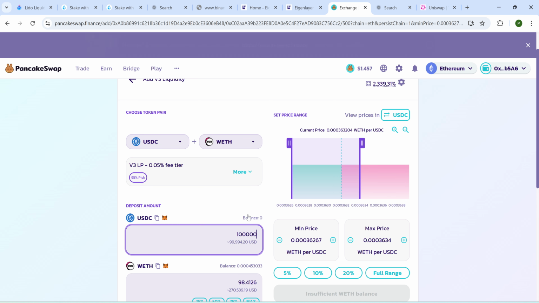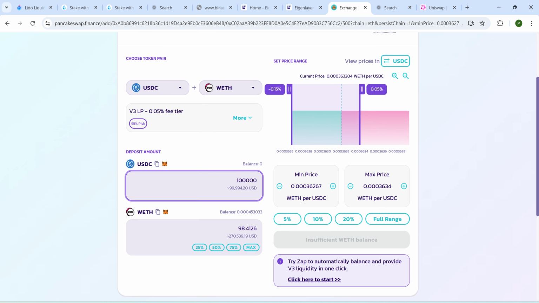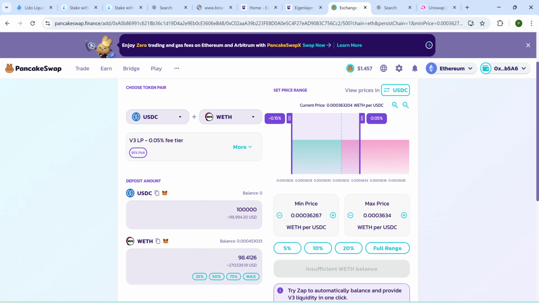So now let's say you have about 100,000 USD. You have to provide the same amount of both figures. Let's say you have about 20,000 to stake. You put 10,000 for wrapped ETH and put 10,000 for USDC. And now it automatically pairs you directly to the pair you're supposed to use and the quantity you're supposed to use.